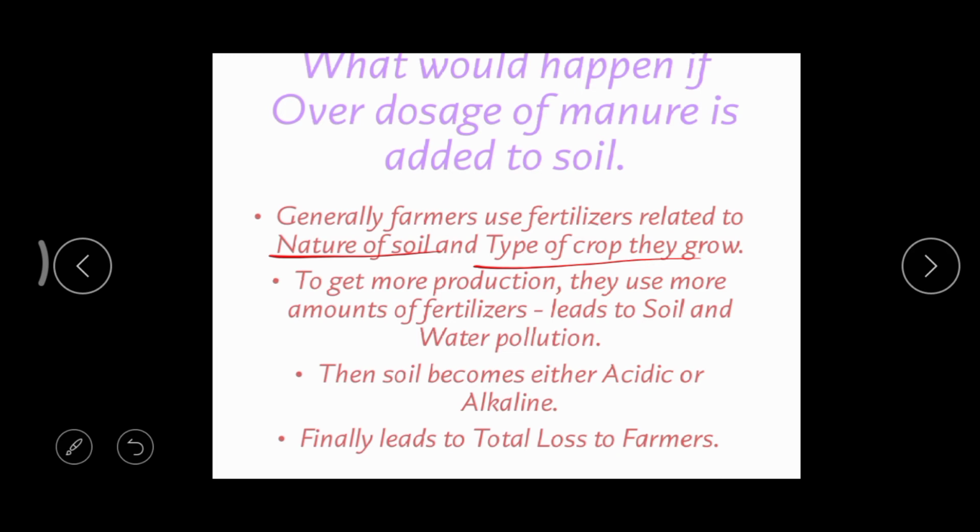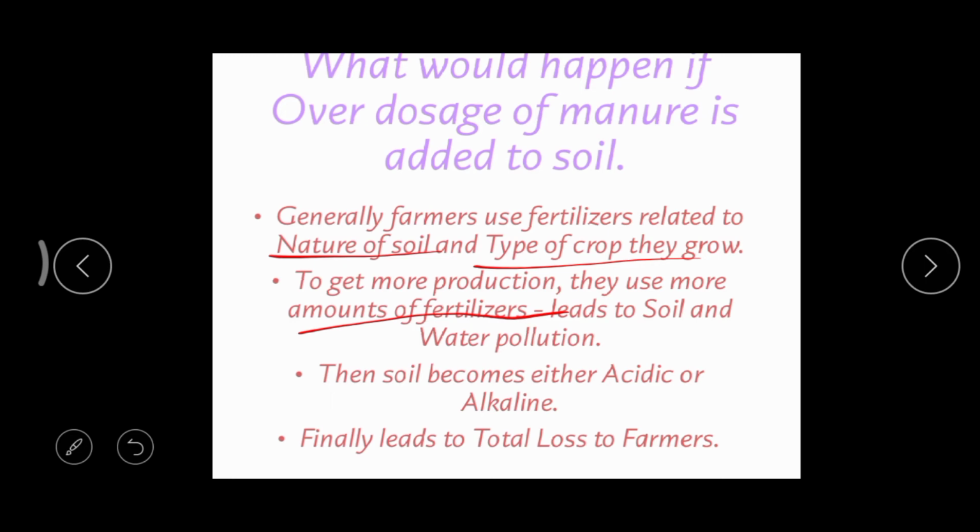And to get more production, they like to use more amounts of fertilizer. This is a common factor. Generally the farmers think that fertilizers are very very good in nature. So if we supply more amount of fertilizer, then we get good results like this. But it is not good.